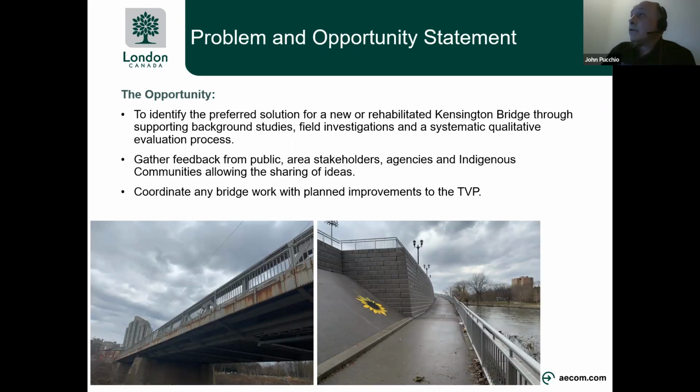So the opportunity here is to identify the preferred solution for a new or rehabilitated Kensington Bridge through supporting background studies, field investigations, and a systematic qualitative evaluation process. We're also to gather feedback from the public, area stakeholders, agencies, and Indigenous communities, allowing for the sharing of ideas. And finally, we're going to coordinate any bridge work with planned improvements on the TVP.